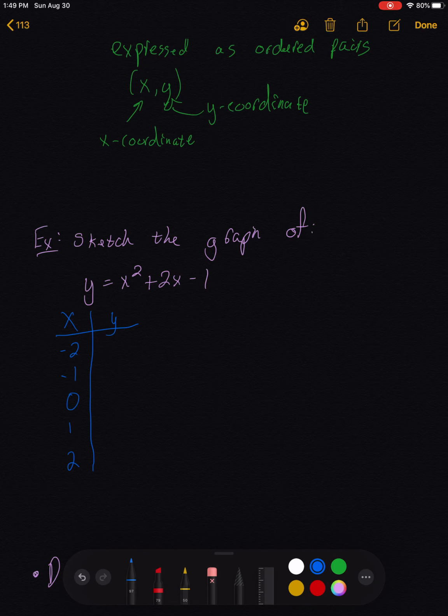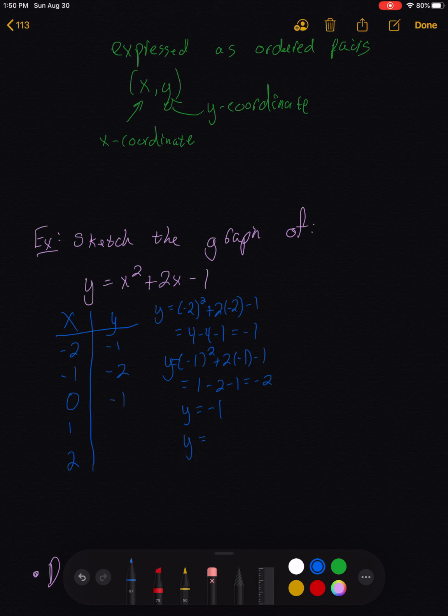So for example, if x is -2, we'd have y = (-2)² + 2(-2) - 1. That's 4 - 4 - 1, so -1. And when x is -1, we'd have y = (-1)² + 2(-1) - 1. That's 1 - 2 - 1, which is -2. And when x is 0, this becomes very easy. x² is 0, 2x is 0, and that leaves us with just -1.